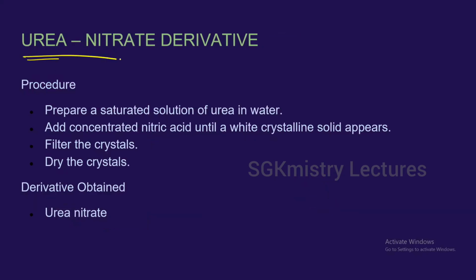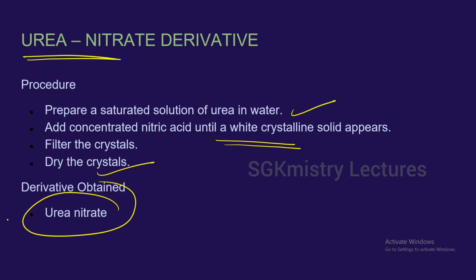Next, suppose the compound given to you is urea, you need to prepare the nitrate derivative. So first, you're going to prepare a saturated solution of urea in water. To this, you're going to add concentrated nitric acid until you get a white crystalline solid. Whatever is obtained, you're going to filter the crystals and then dry them. The derivative that is obtained is urea nitrate. So the name of the derivative is urea nitrate.